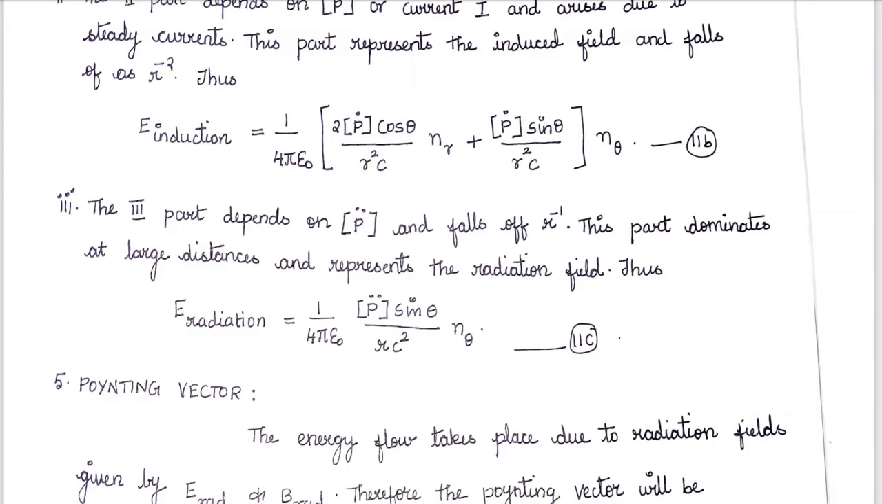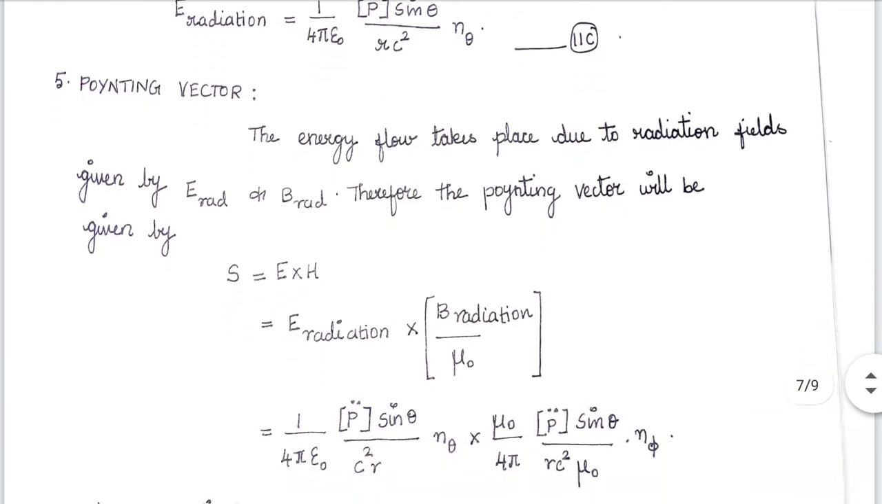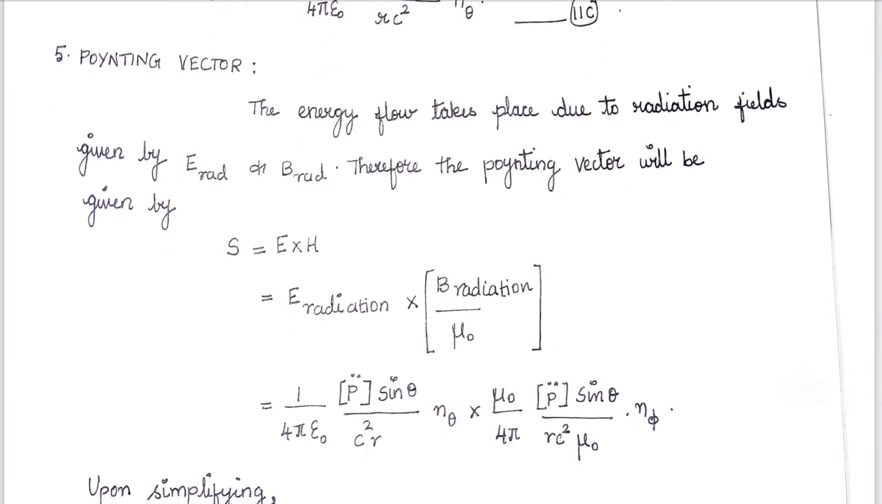So this is dominant at very large distances, and this field represents the radiation field. Thus, we can write E radiation is equal to 1 by 4 pi epsilon naught [p double dot sin theta by r c square] n_theta. So, with all this knowledge of E radiation and B radiation, we can very easily compute the Poynting vector and the amount of average energy flow due to an oscillating electric dipole.